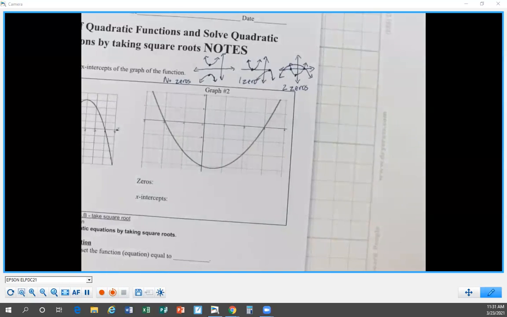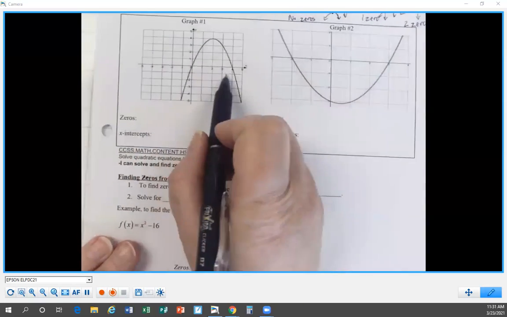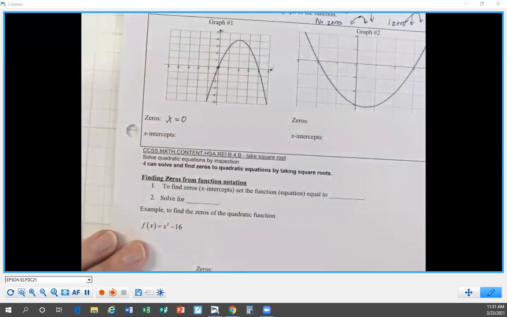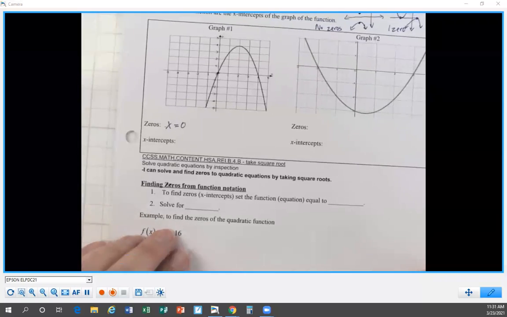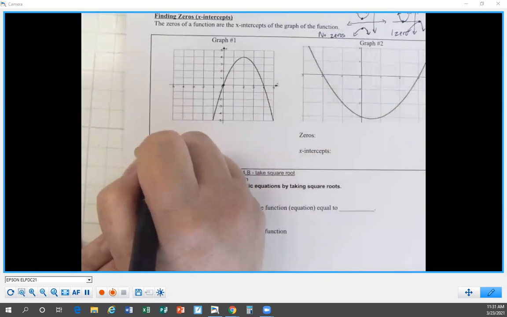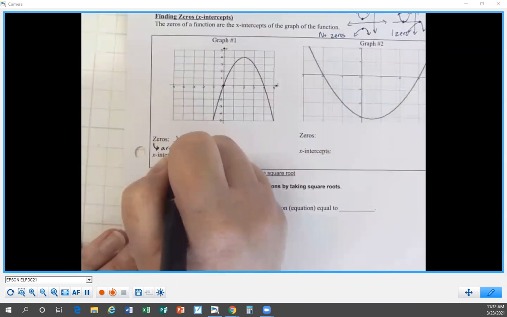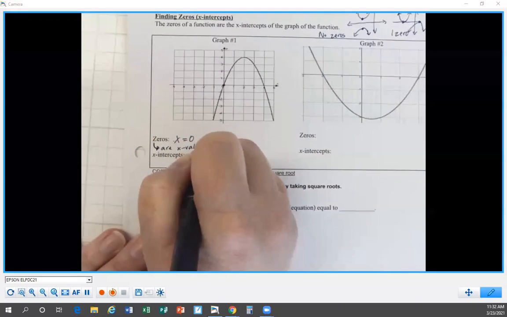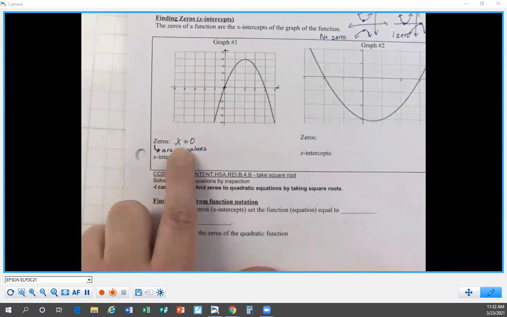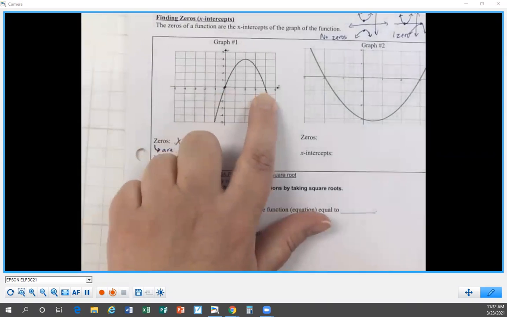Okay, so again, the zeros are where our function crosses the x-axis. So when we look at graph number 1, we have 2 zeros. The first one is x equals 0. And these are always x values. Zeros are always x values, because we're asking where does it cross the x-axis. So the first one is x equals 0. The second one is x equals 4.